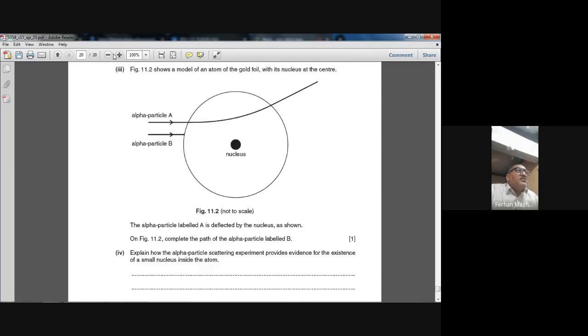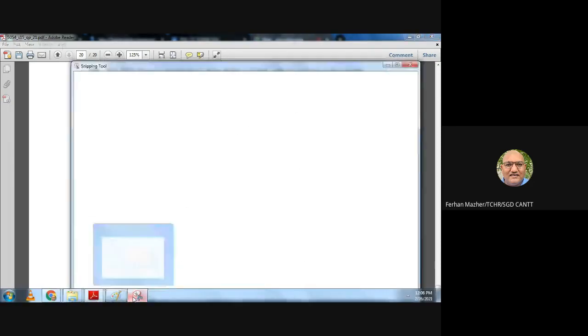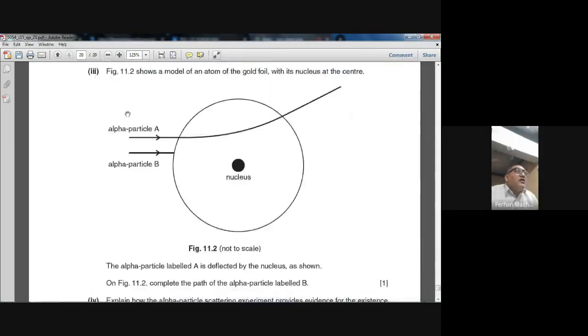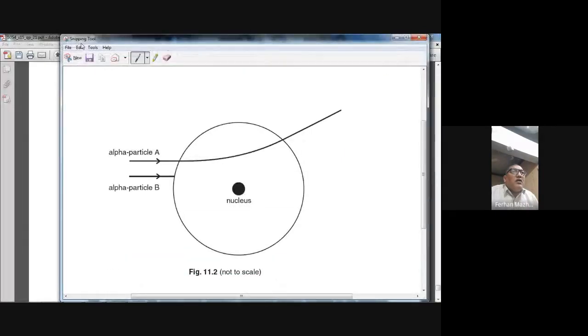Now the next question. It says figure 11.2 shows a model of an atom of the gold foil with its nucleus at the center. The alpha particle labeled A is deflected by the nucleus as shown. On figure 11.2, complete the path of the alpha particle labeled B. Okay, let me copy it from here.